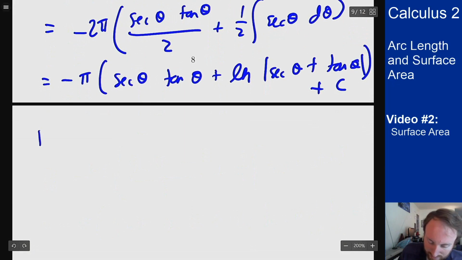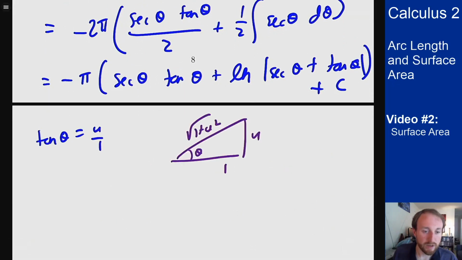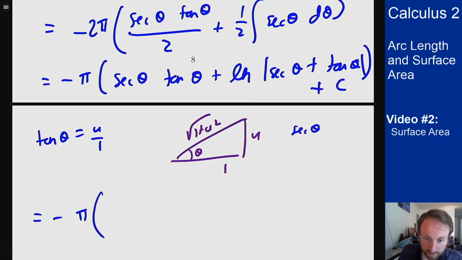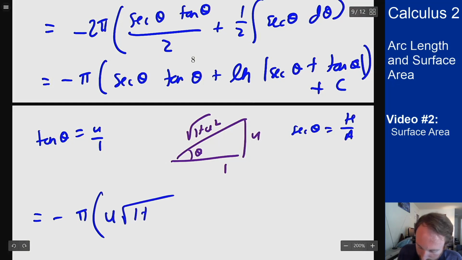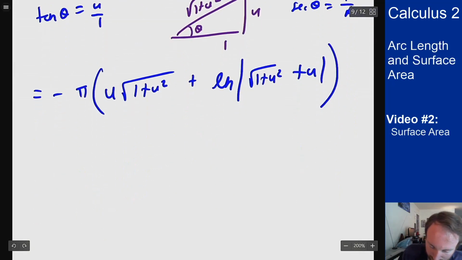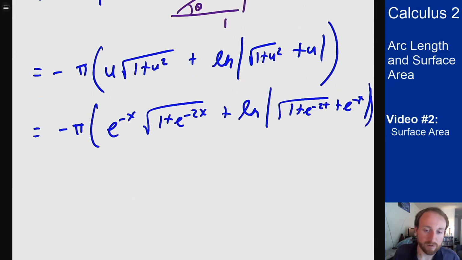So since tan theta is u over 1, that's my triangle. And so this expression is negative pi times secant, which is 1 over cosine, is just root 1 plus u squared. U times root 1 plus u squared plus log of root 1 plus u squared plus u. Then we convert back to x's because u is e to the minus x. And then I want to plug in 2 and 4 to get the actual surface area.